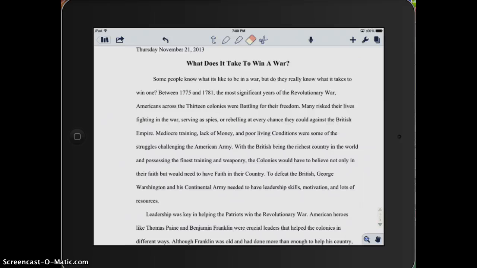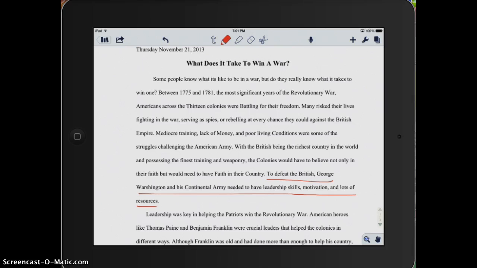You'll remember that the thesis statement is the last sentence in the introductory paragraph, so let's take a look at this person's thesis. To defeat the British, George Washington and his Continental Army needed to have leadership skills, motivation, and lots of resources. So the thesis is the roadmap for the paper. It'll need to do two things. It needs to answer the question and lay out the three things that you're going to talk about in your paper.